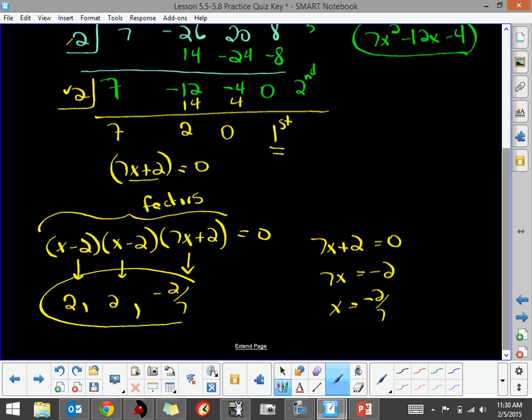So here are the zeros. And those are the related factors. I wanted both in that question because I want to make sure that you can get the relationship between zeros and factors.